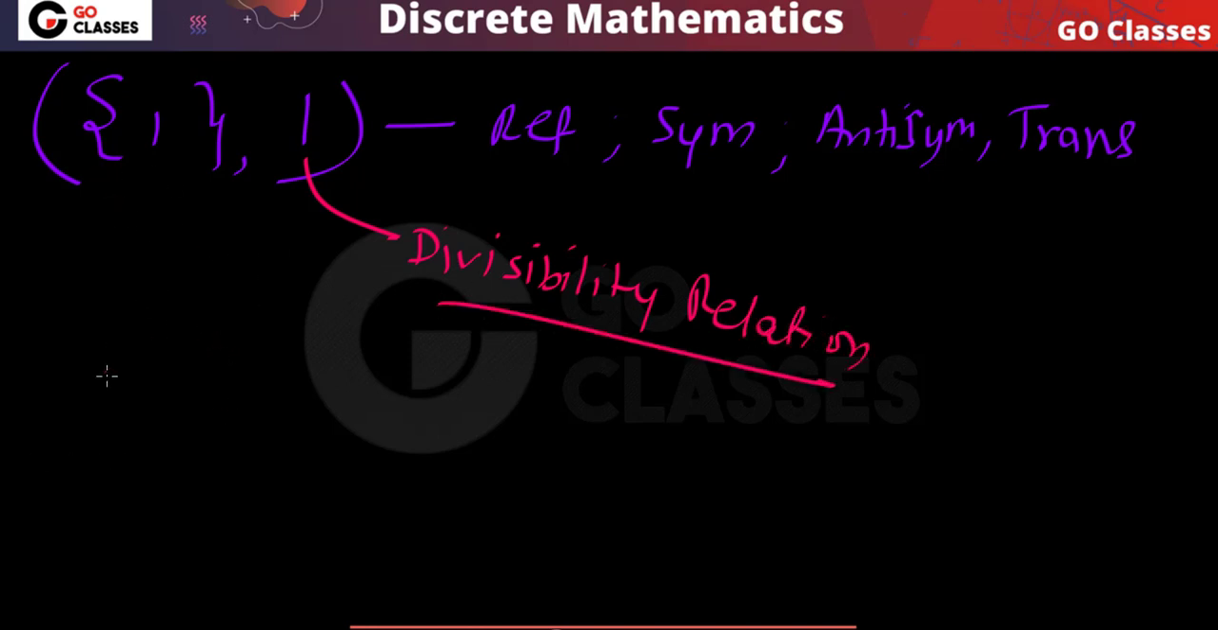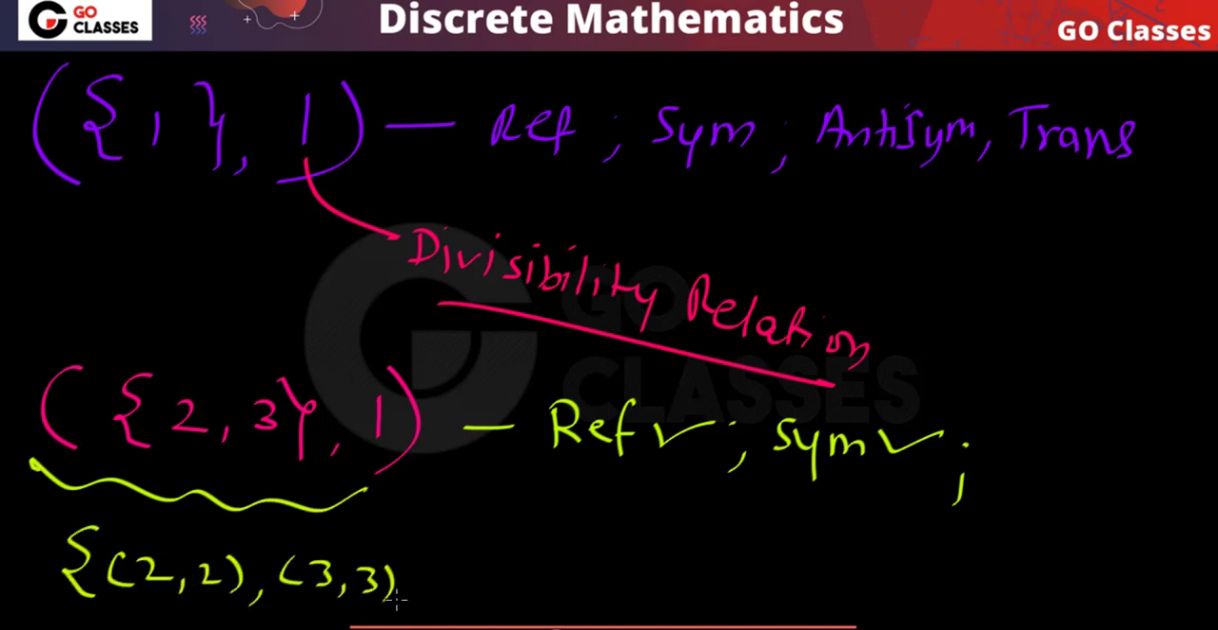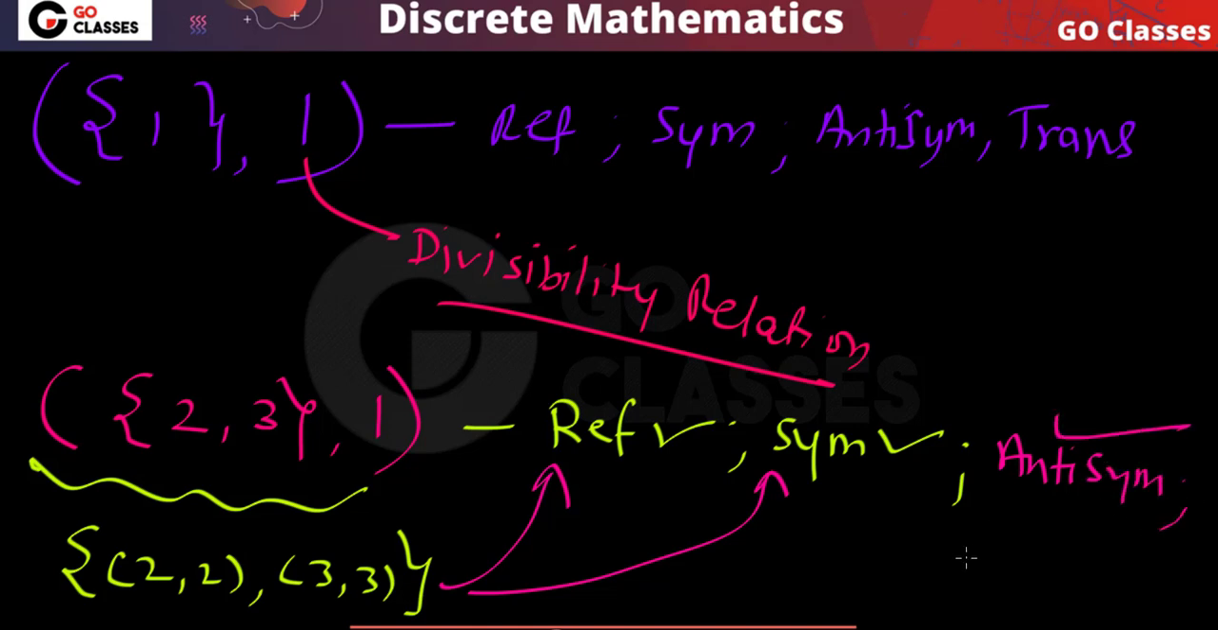What is the base set? It should depend on that. For example, if I give you the base set 2, 3, then in this case what properties are satisfied? You can clearly see the reflexive property is satisfied. It is also symmetric, because 2 divides 2, 3 divides 3. So if you notice, this relation is actually 2 divides 2, 3 divides 3. You can clearly see this is reflexive, symmetric, also anti-symmetric, and also transitive. So take care about the base set.